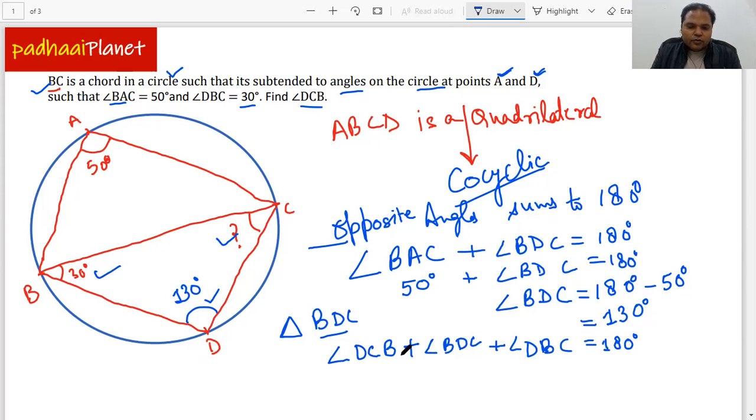Now this is what we need to find out. So we can simply write DCB is equal to 180 degrees minus this one, which is 130 degrees, minus further this one, which is 30 degrees. So the answer comes as 20 degrees, right?